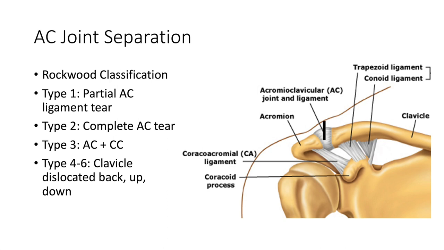Type 1 is a partial AC ligament tear. Type 2 will be complete. Type 3 is AC plus the CC ligaments we had spoken about prior being torn. And type 4 is a clavicle dislocation, being dislocated either back, up, or down. I think of it like a video game: back, up, down, back, up, down. So those are types 4 through 6.